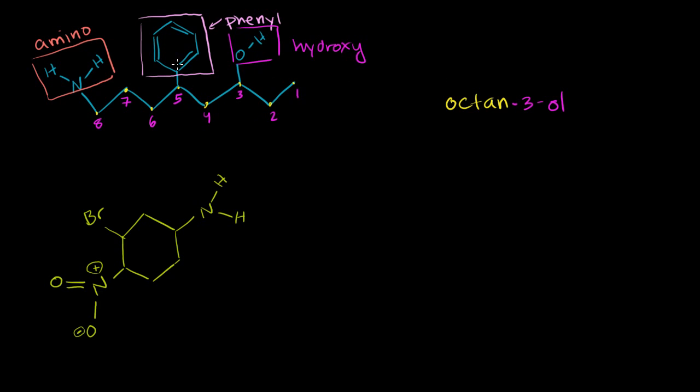And then, of course, this right here is 5-phenyl, and this right here is 8-amino. And amino comes before phenyl in alphabetical order. So this whole molecule is going to be, let me write it over here, 8-amino-5-phenyloctan-3-ol. And we're done.